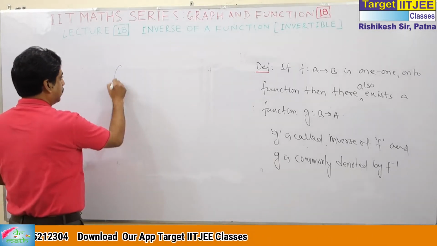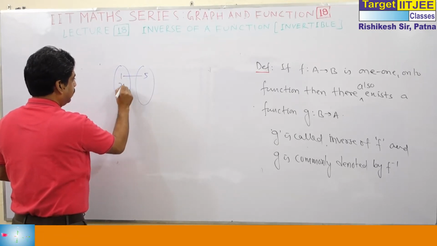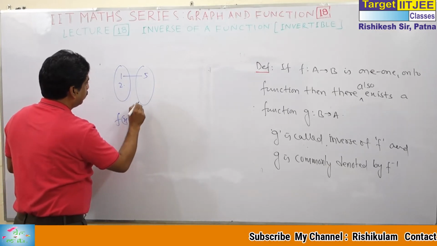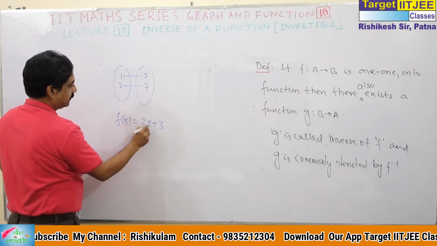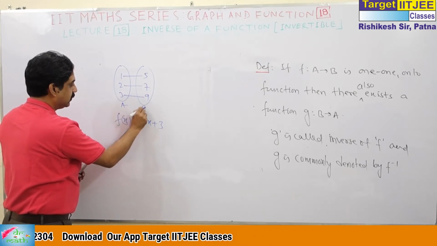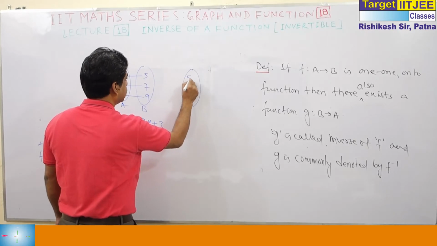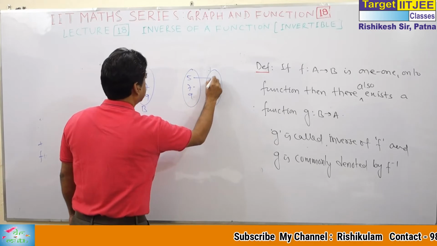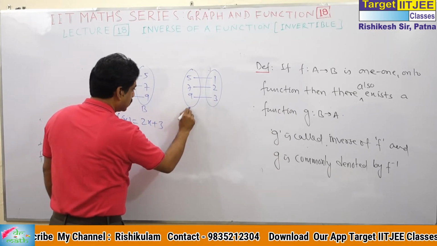Now see, take an example. Suppose there is a function, f(x) = 2x + 3, from A to B, where A is {1, 2, 3} and B is {5, 7, 9}. 1 goes to 5, 2 goes to 7, 3 goes to 9. This is a one-one onto function. We can also write a function where 5 corresponds to 1, 7 to 2 and 9 to 3. This is a function from B to A.